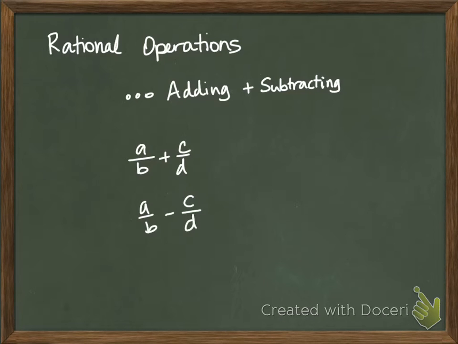So anytime you're adding or subtracting fractions, the first thing you need is a common denominator. And you want the lowest one because we want to keep our numbers small. So you want your least common denominator, or your lowest common denominator. This is the smallest number that both of the denominators go into.